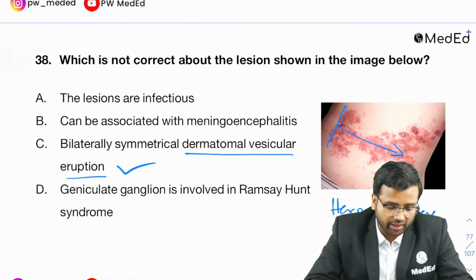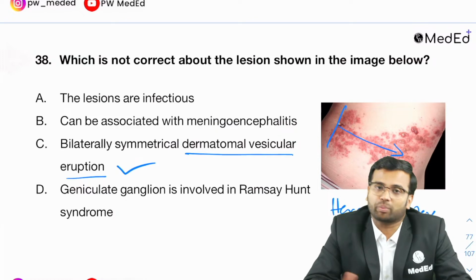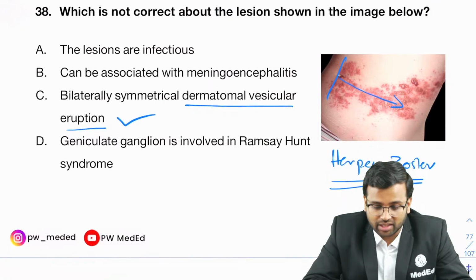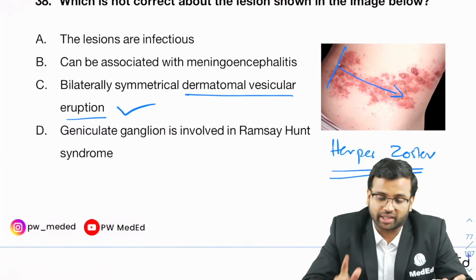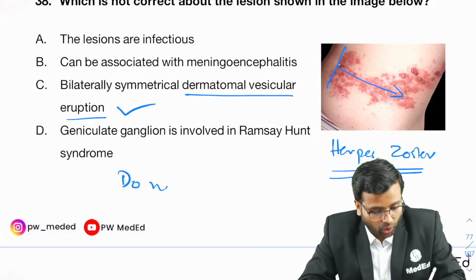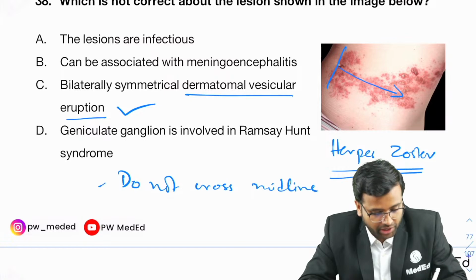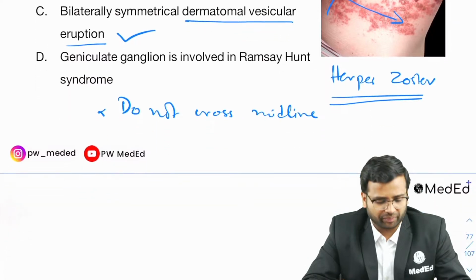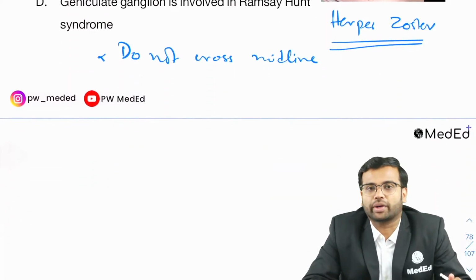And the geniculate ganglion is involved in Ramsay-Hunt syndrome. Yes. So all these are right. So this is always going to be asymmetrical. Excellent. These lesions do not cross the midline. Fine. So in herpes zoster, let us quickly revise some of the important points.